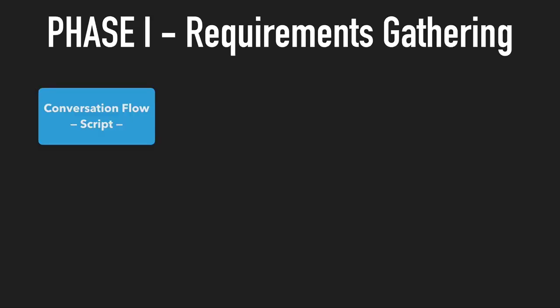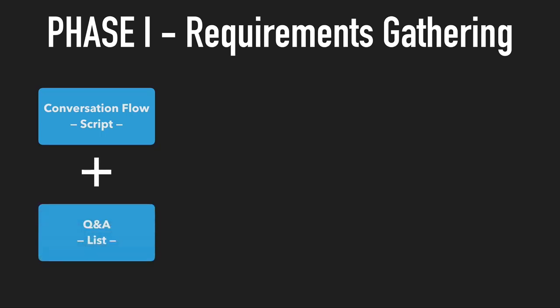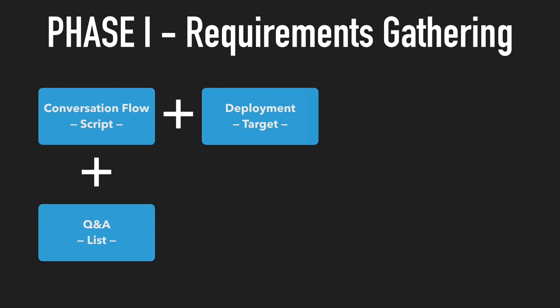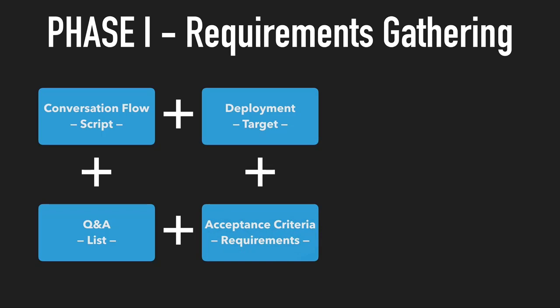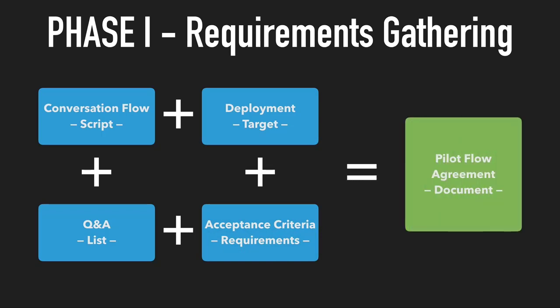With the requirements gathering, we would start by trying to figure out what would be the best conversation flow for your scenarios, and we would come up with some sort of a script that will cover that. Then we would also look at the questions and answers and build up a list of those that would work best for you. Then we would also look at different deployment targets. Like I said earlier on, you could deploy your chatbot to an Alexa device, or to a web page, or use Facebook Messenger. In here, we would figure out which deployment targets would work best for you, and come up with the acceptance criteria, which basically are the requirements. And all of that will be finalized into a pilot flow agreement document.